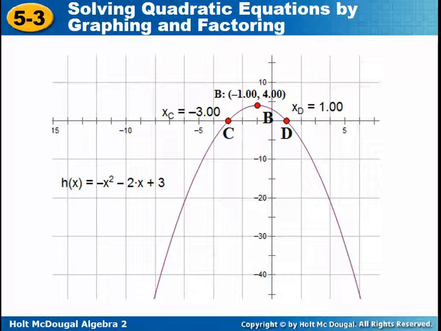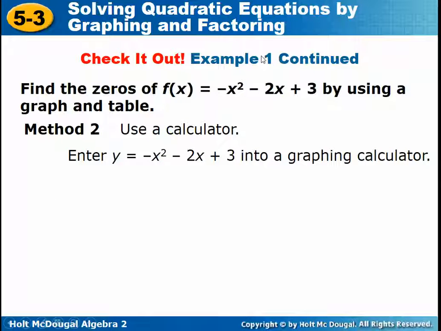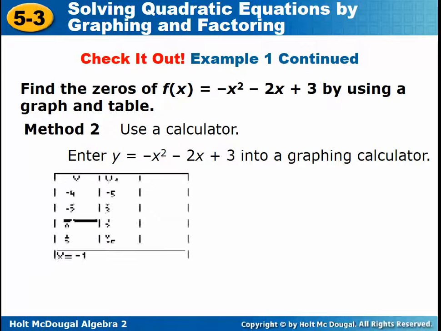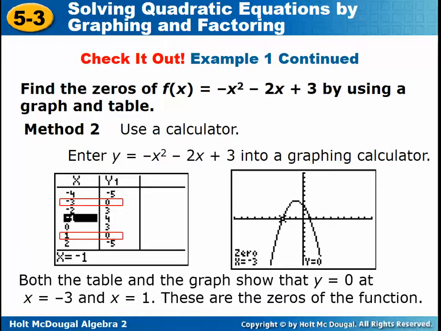This is a different problem. All right, find the zeros of f of x equals -x squared minus 2x plus 3 by using a graph and a table. So if you were not graphing by hand, you could put that into your graphing calculator as a table, and you can see that the zeros of -3 and 1 were what we indeed found.